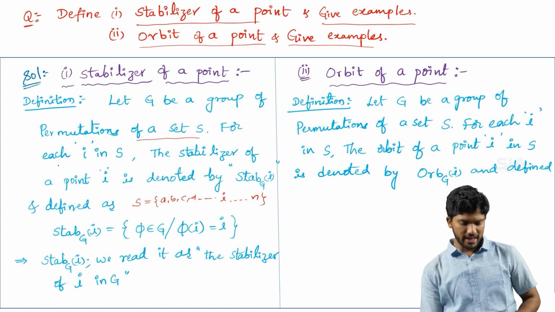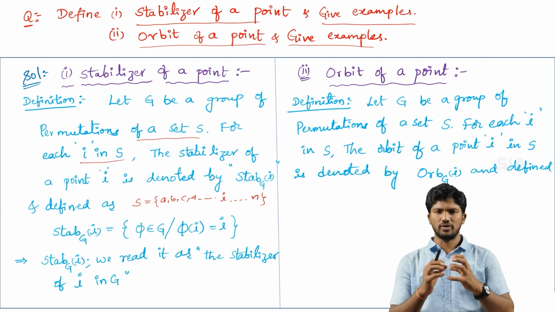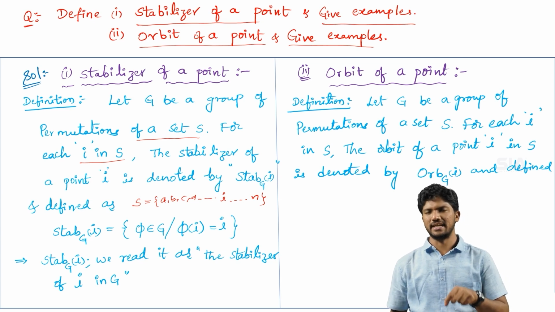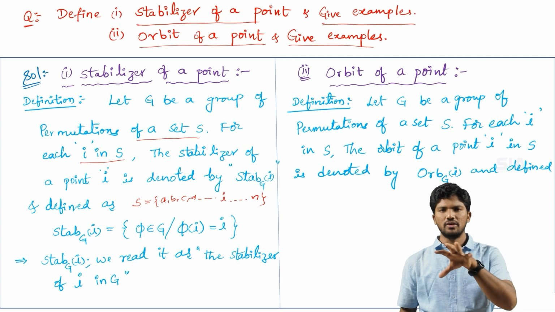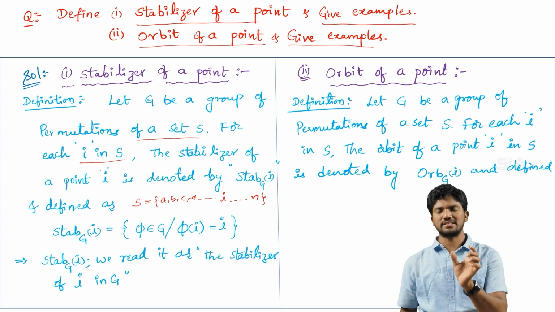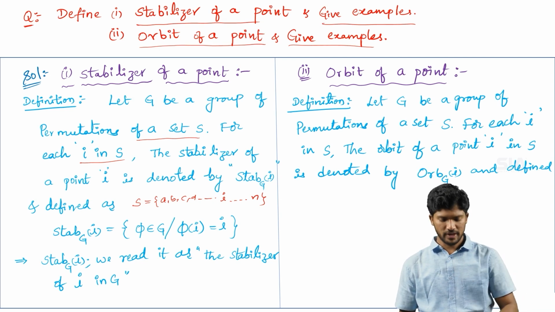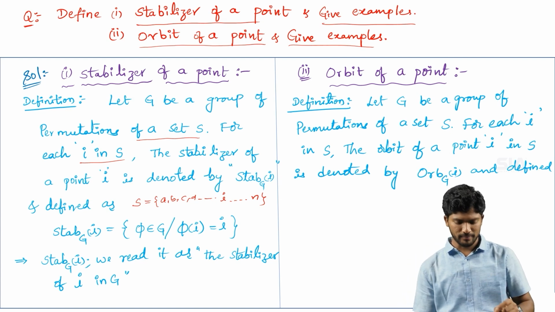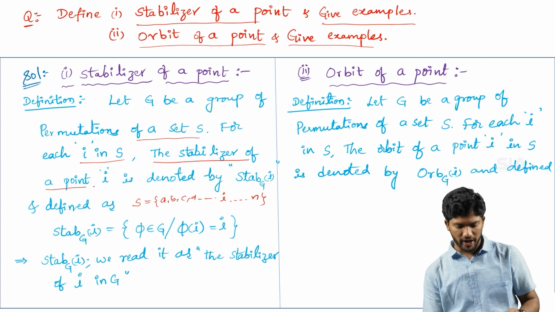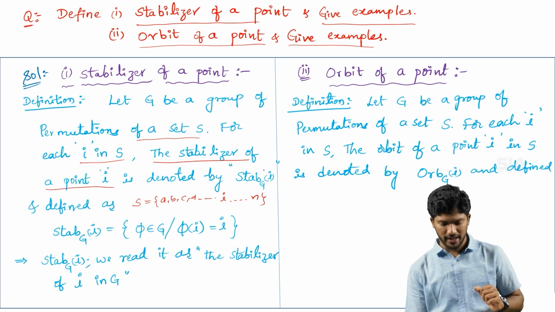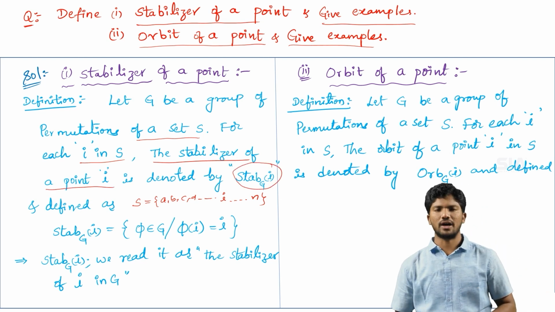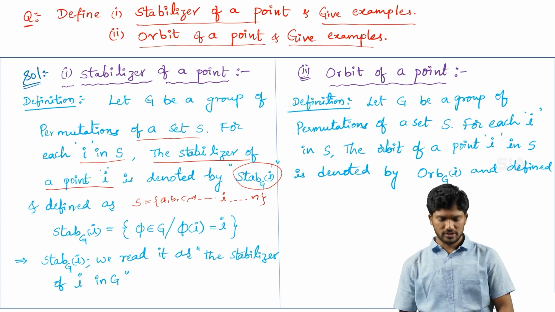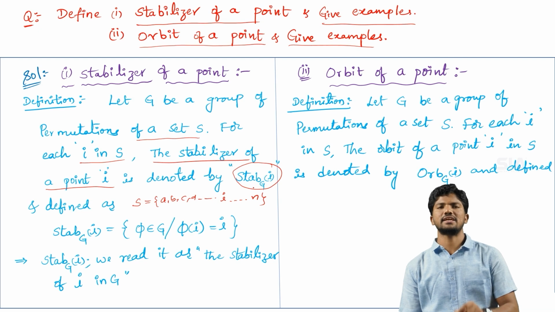Then for each small i in capital S, if you take any element, in place of i you can take a, b, c, d up to small n. Now the elements of capital S I am representing with small i. So for each element small i in capital S, the stabilizer of a point small i is denoted by stab of i in capital G, stabilizer of i under capital G. So this is the mathematical notation for the stabilizer of a point.